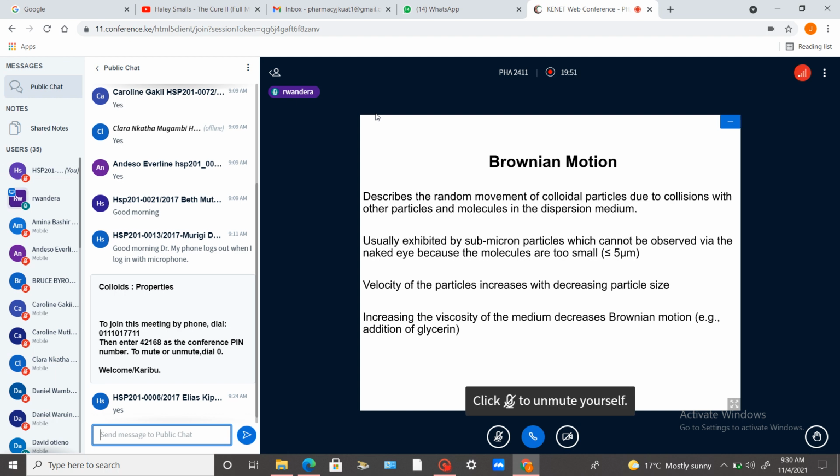However, when you increase the viscosity of your dispersion medium, this will tend to decrease your Brownian motions, and you can do this by addition of glycerin. So increasing the viscosity of your dispersion medium will slow down your Brownian motions, while decreasing the particle size of your particles will increase the rate of your Brownian motion.